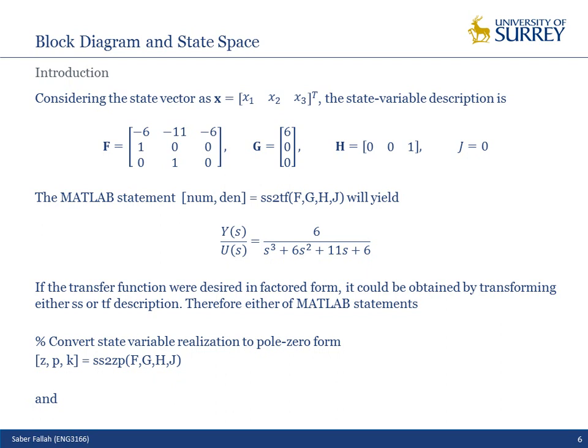So x dot is equal to the system matrix multiplied by the state vector plus the input vector multiplied by the input. And the output is y, which is equal to x3. So y will be 0, 0, 1, times x1, x2, x3, plus 0u. So here is the representation of that block diagram.